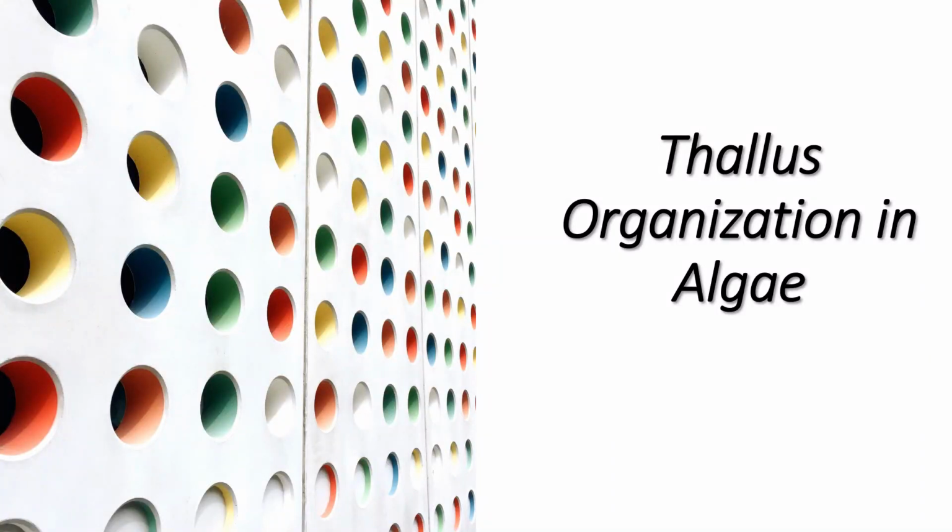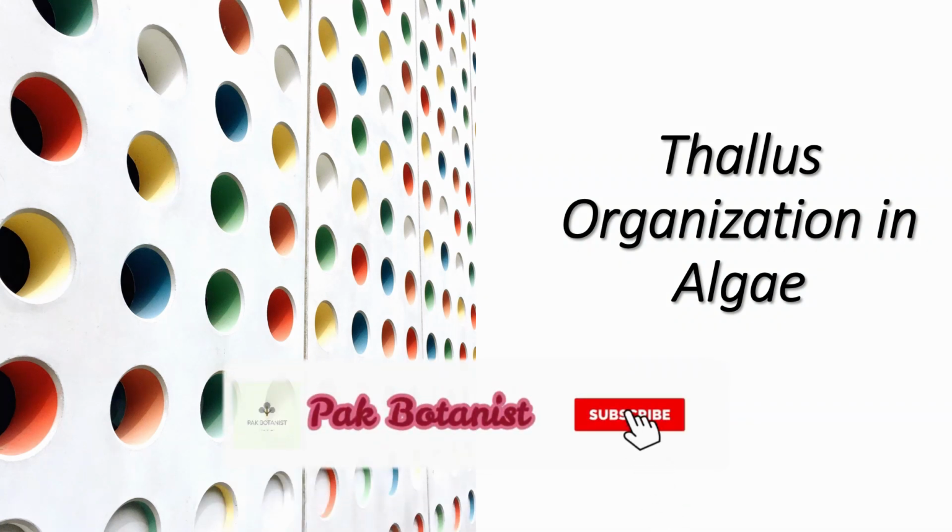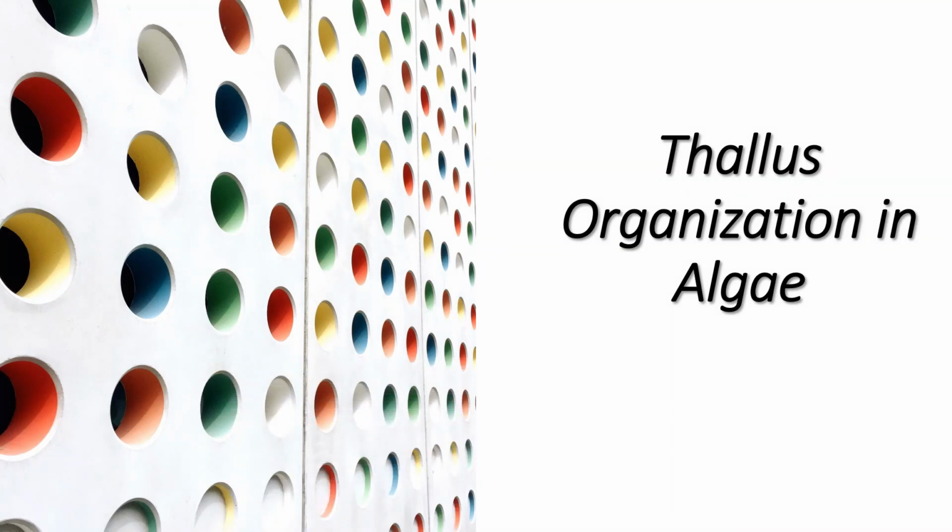Today's topic is thallus organization in algae. Today we're going to see what thallus organization in algae is. Algae has a thalloid body. It does not have a root, stem, or leaf like a complete modern plant. So we're going to see what the thallus organization is, and how it varies in the shape of the plant body. So let's start.